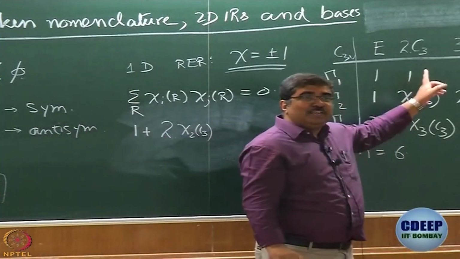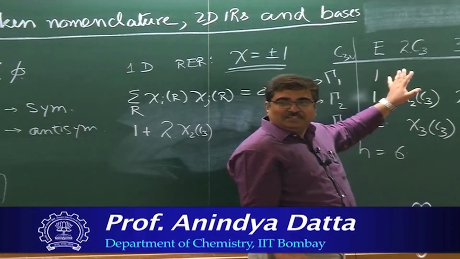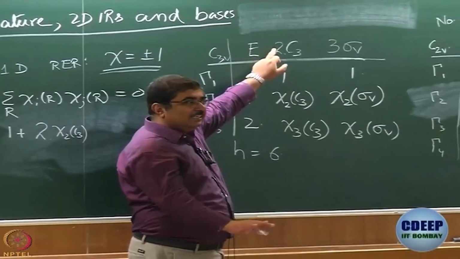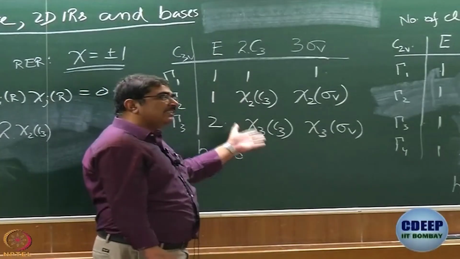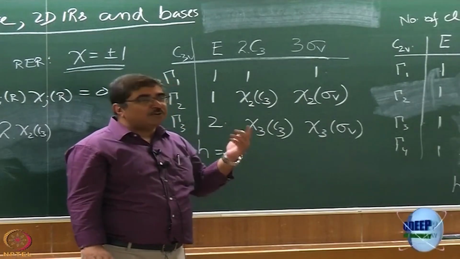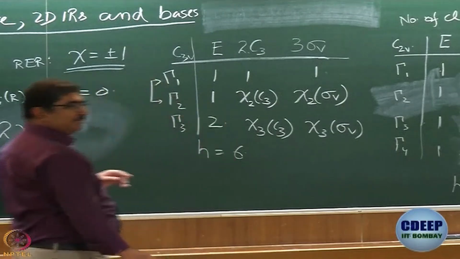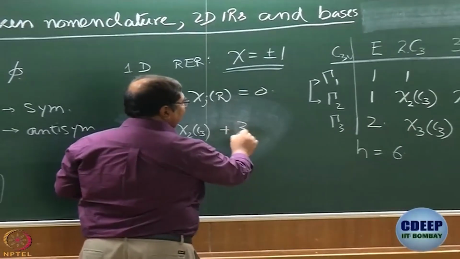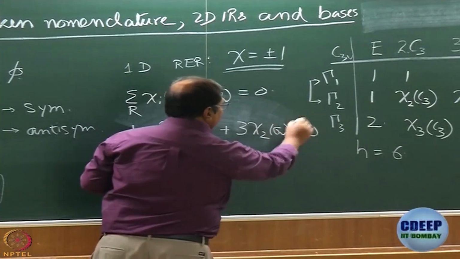Do not forget, this is where we can make mistakes. So, let us be very clear about this. You cannot neglect this. As we have discussed a little earlier, there are two C3 operations, C3 plus and C3 minus. It is just that the characters are the same, that is why we have written them together. It does not mean you can neglect them while taking the summation. You will get a wrong result if you neglect them. So, do not forget the 2. Very good. What is the next one? Next term? Plus 3 chi2 sigma V equal to 0.